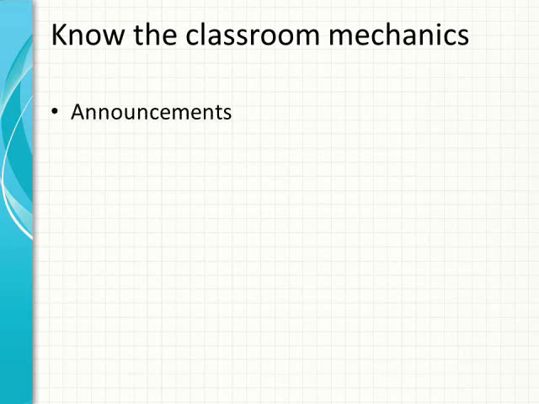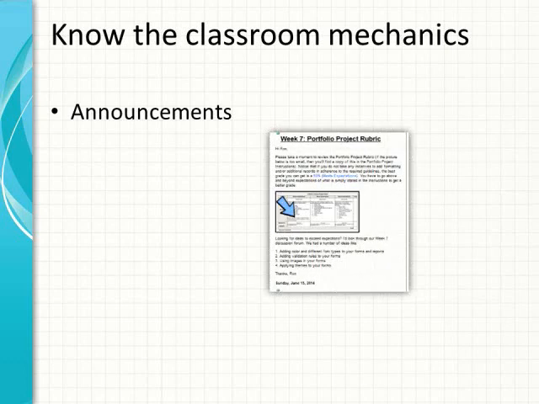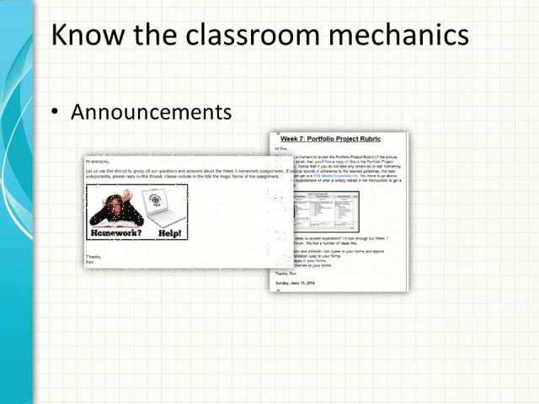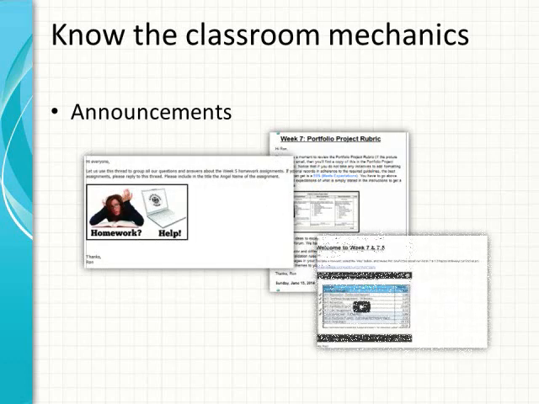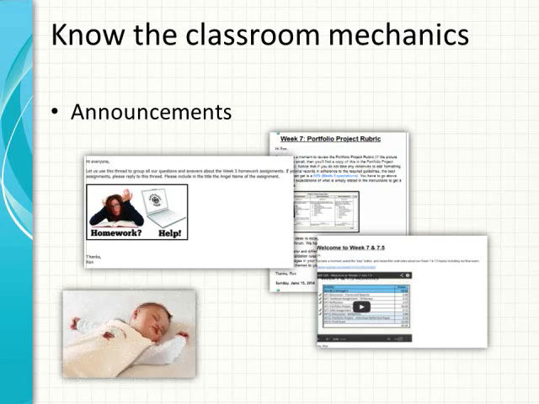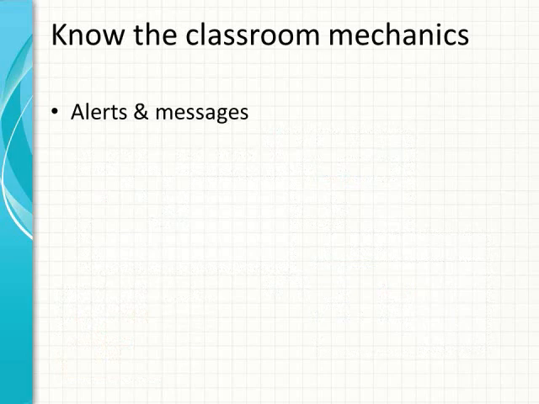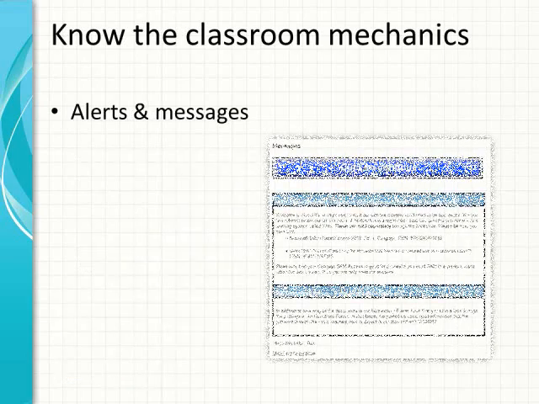Let's move on to our next topic about knowing our classroom mechanics. One thing that's common to most learning management systems are something called announcements. These are postings that we can add to our course landing page that inform students of important information or reminders for the week. But announcements by their nature are passive. We know we can post them to the landing page, but we don't know if a student has actually read them.